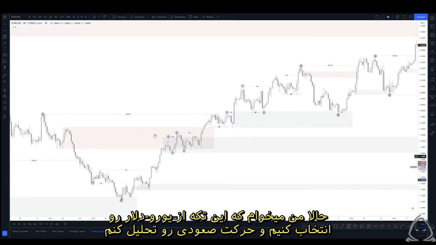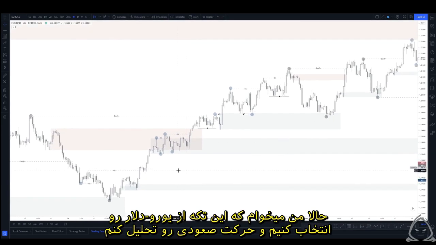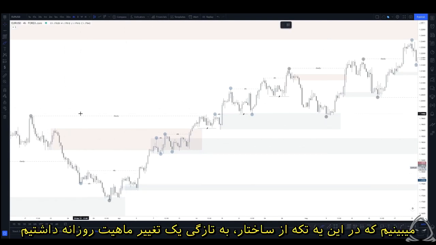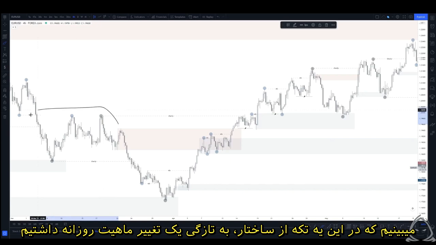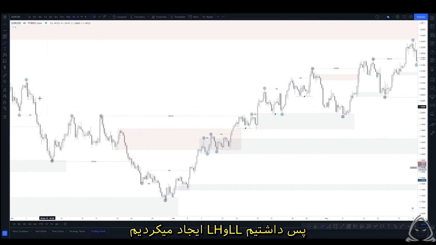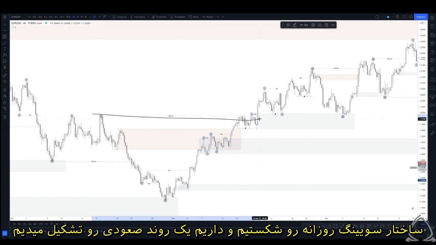And what I'll do is I'm just going to pick this section of Euro US dollar, and we're just going to dig into this uptrend. So as we can see from this bit of structure, we've just seen a daily change of character. So we were making lower lows and lower highs. We've broken daily swing structure and we're starting to create an uptrend.